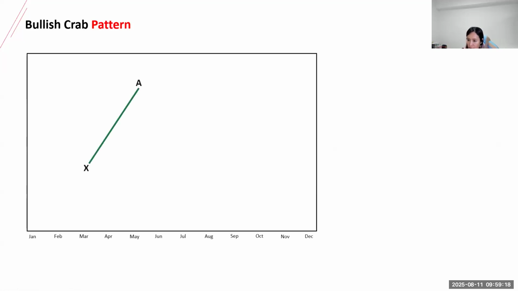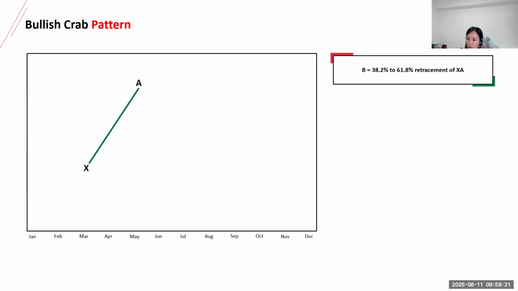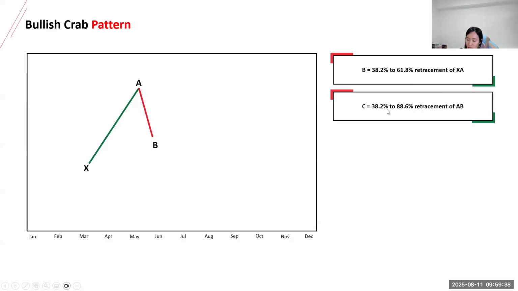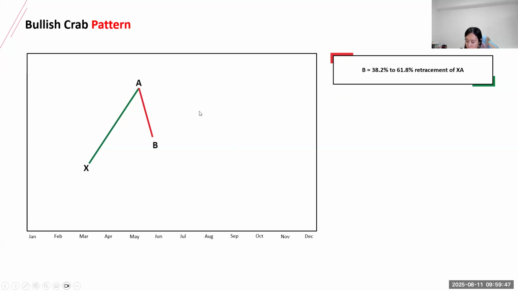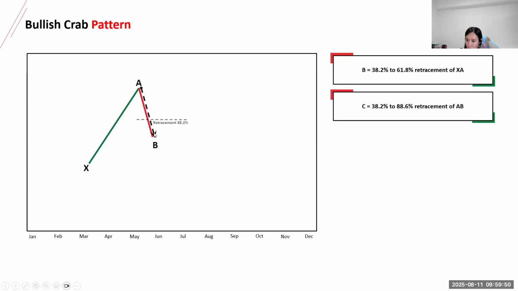And now the next pattern, which is the Bullet clap pattern. Okay, X, A, B retraces anywhere between 38.2 to 61.8% retracement of XA. C retraces anywhere, the same as the three patterns already, from 38.2 to 88.6% of AB, which is the AB retracement, pullback.